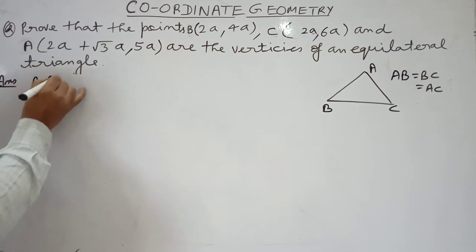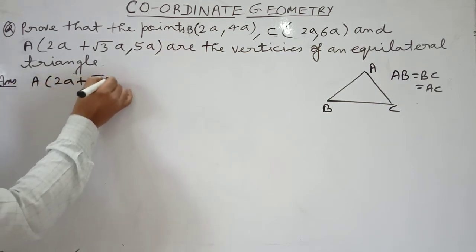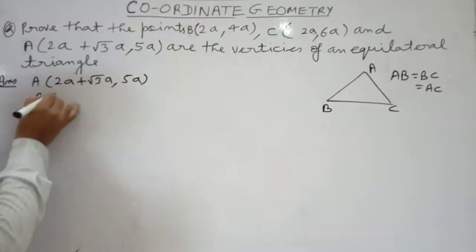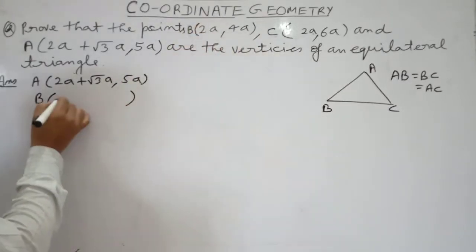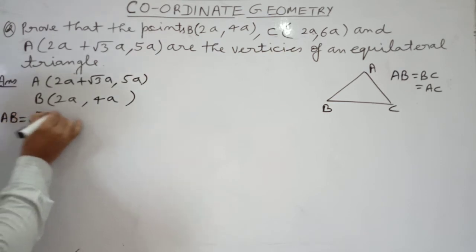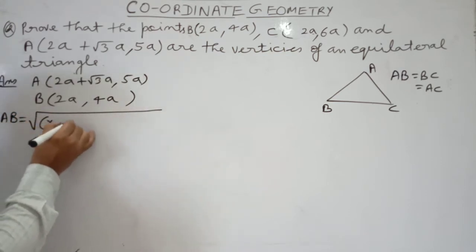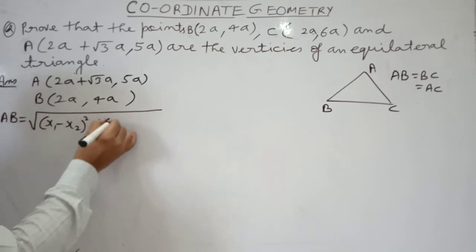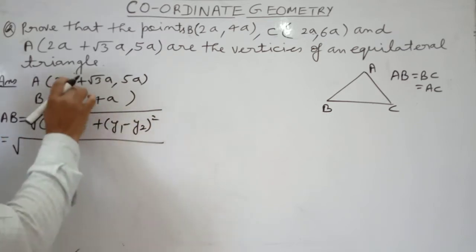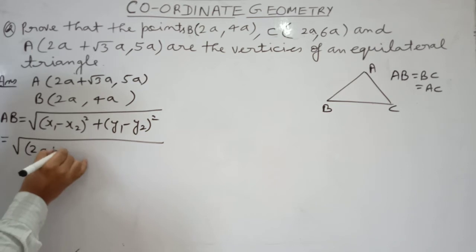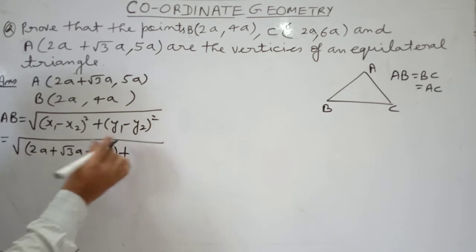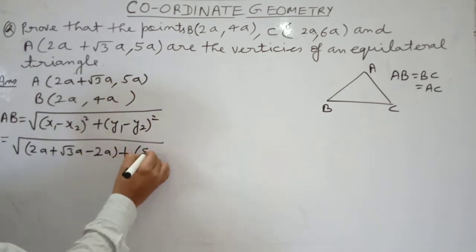Point A is (2a plus root 3a, 5a). Point B is (2a, 4a). Find AB equal to root of (x1 minus x2) whole square plus (y1 minus y2) whole square. What is x1 here? 2a plus root 3a, minus x2. x2 is 2a. What is y1? y1 is 5a.